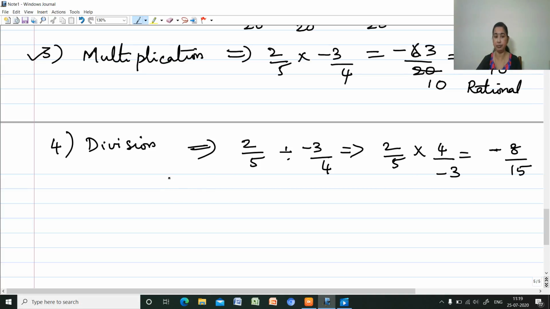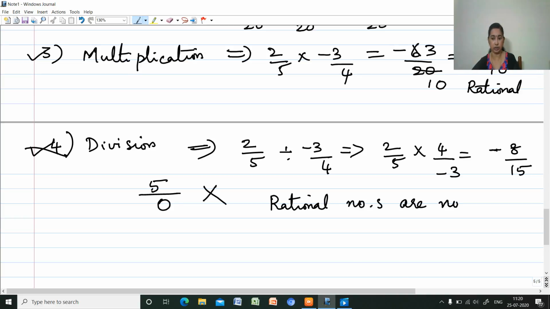But if I am taking a 0, that is, any rational number, let it be 5, 5 divided by 0 is not defined. So we are not getting a result in this set of rational numbers itself. So if we are dividing two rational numbers, we cannot say that we'll get a rational number itself. So rational numbers are not closed under division.